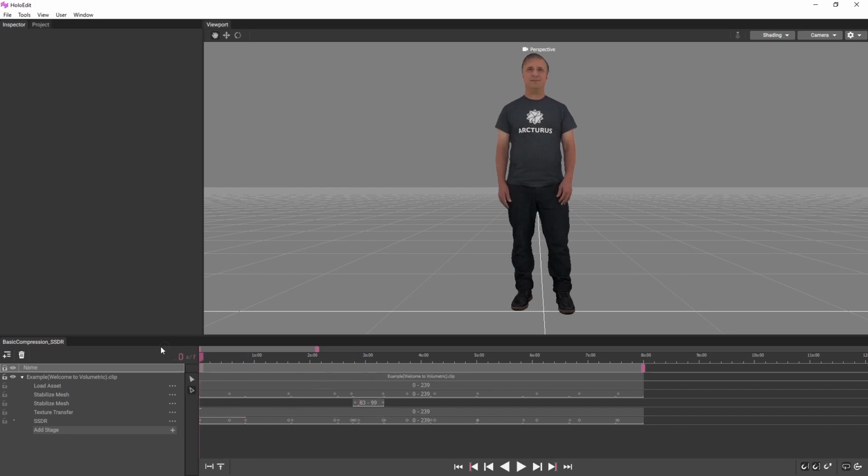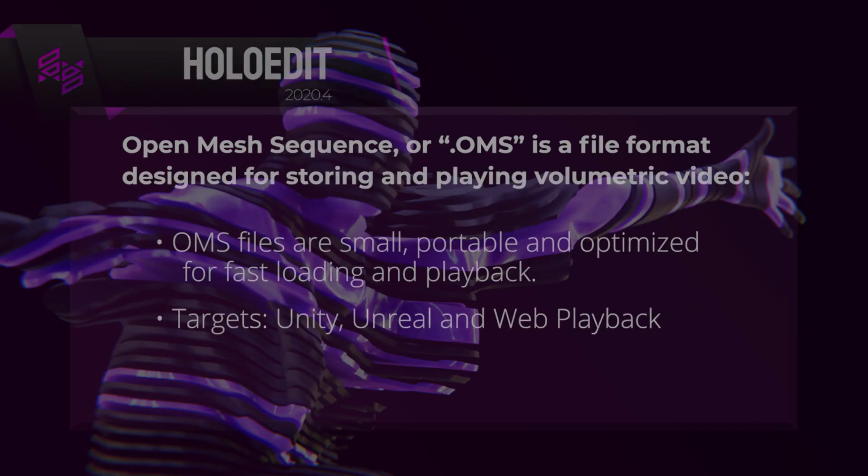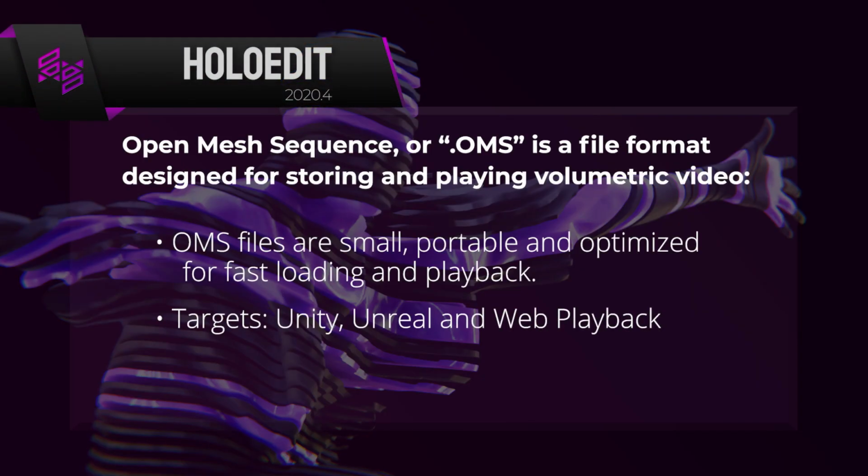First, a little background on holosuite's volumetric file format, OMS. Open Mesh Sequence, or OMS, is a file format designed for storing and playing volumetric video. OMS files are small, portable, and optimized for fast loading and playback. With playback plugins targeting Unity, Unreal, and web playback, OMS files allow for easy transfer and delivery of your volumetric video projects. OMS files contain mesh data, provide optional compression, and support skeletal data for animation and retargeting. For this tutorial, we will be exporting an OMS with an accompanying MP4 video file for the texture data.